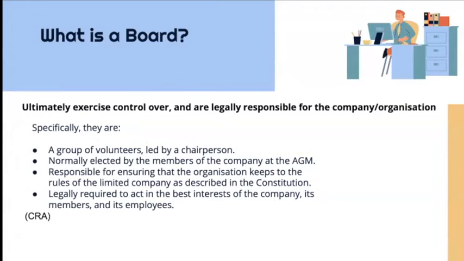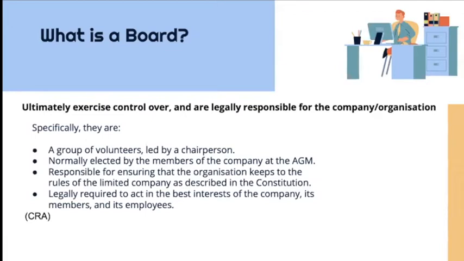So they're ensuring that the organization is achieving what it aims to achieve. Specifically here on our screen, the CRA describes the board as a group of people who exercise control, but they are a group of volunteers, and that group are led by a chairperson. The CRA would prescribe, or give guidance, to have a chairperson in place, and they are normally elected by the members of the company at the AGM, if your status of company provides for that.